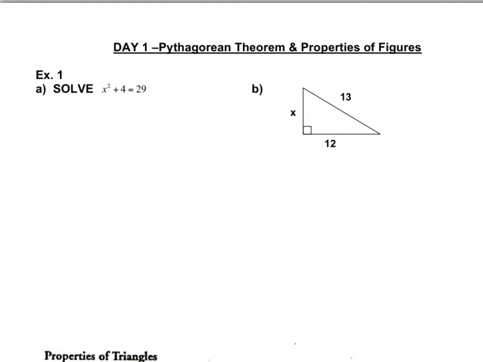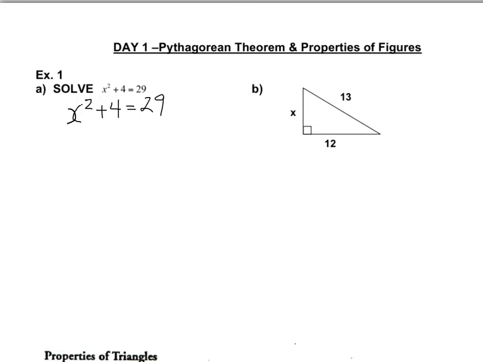The first one, part A, is just going to be a solve for x, so that shouldn't be a problem. If we look at this, we're going to be solving for x squared plus 4 equals 29. So we're going to write out the equation again, and now we can solve. We're going to want to get x squared by itself before we can actually solve for x.